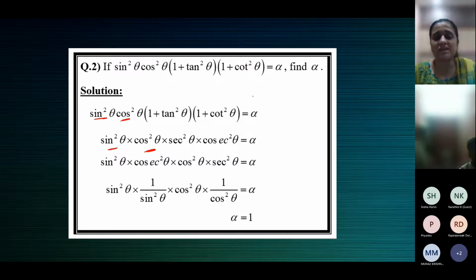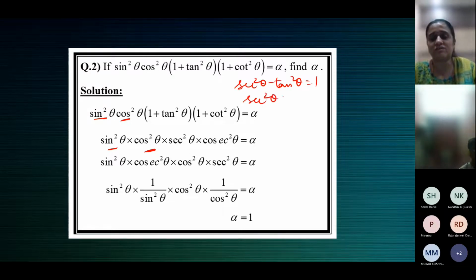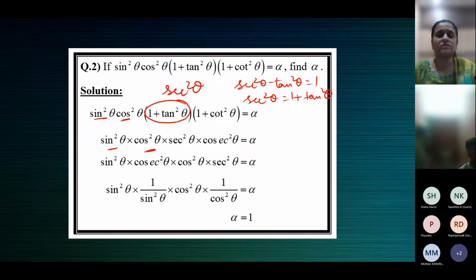Now, what is 1 plus tan square theta? We know that secant square theta minus tan square theta is equal to 1. So from this, we have secant square theta is equal to 1 plus tan square theta. So 1 plus tan square theta is nothing but secant square theta.